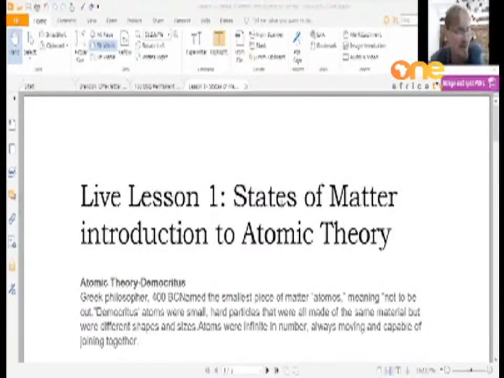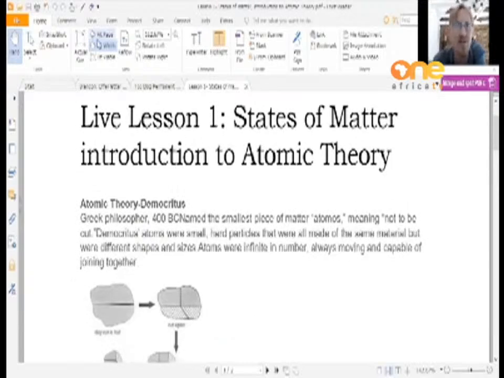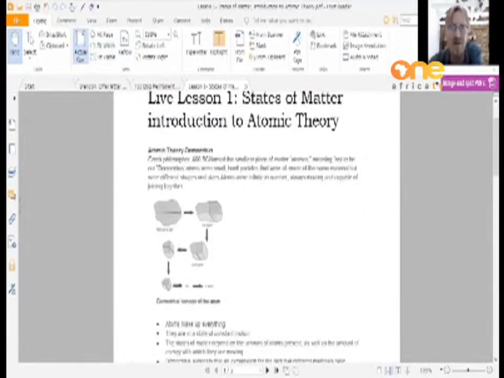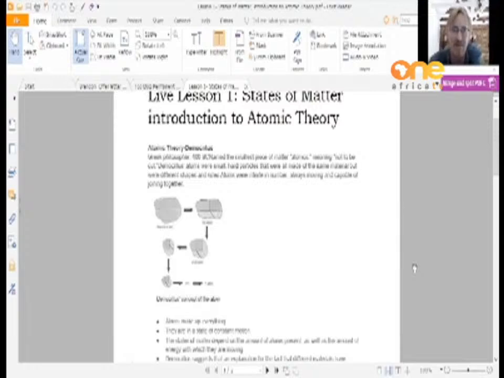This first lesson for Foundation 1 Science, we're going to be introducing the theory relating to the states of matter and introduction of the atomic theory. Now, this is quite an interesting point because the whole concept of atoms goes back quite a long time, 400 BC. If you take that we're now in 2020, 400 BC would be what? 2,420 years ago. That's a hell of a long time ago.